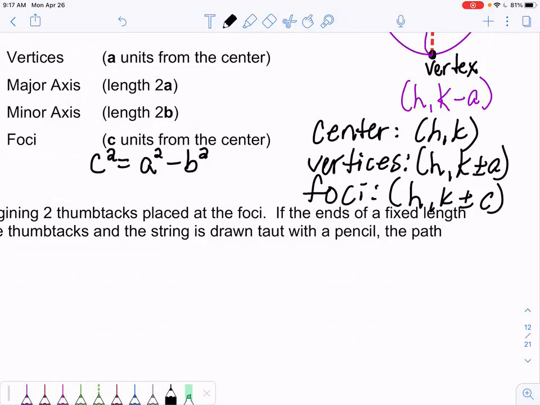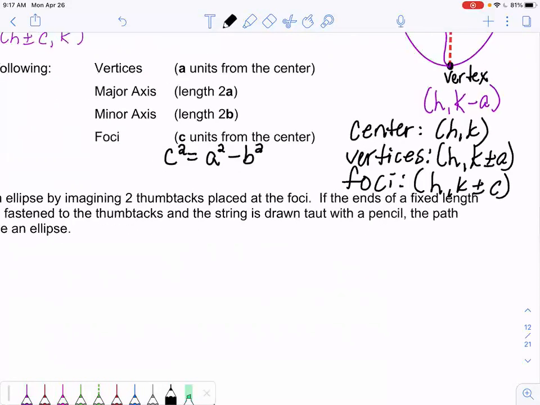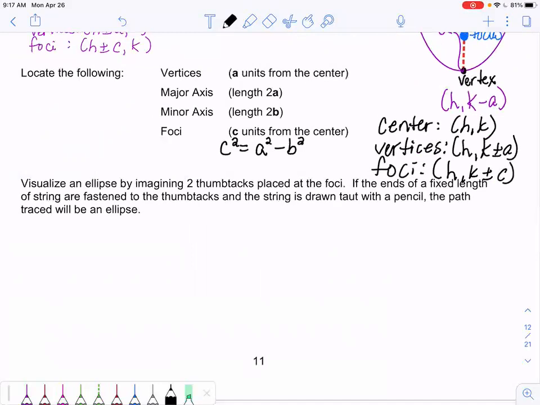All right. Day one is always the hardest because it's all of this information that you're trying to pull together. And these graphs have a lot of information, lots of parts to them. So the last part before we kind of look at the equation, it says visualize an ellipse by imagining two thumbtacks placed at the foci. If the ends of the fixed length of string are fastened to the thumbtacks and the string is drawn taut, meaning tight, with a pencil, the path traced will be an ellipse.